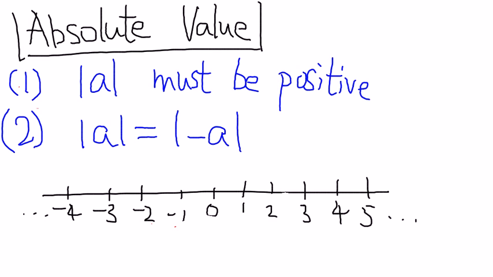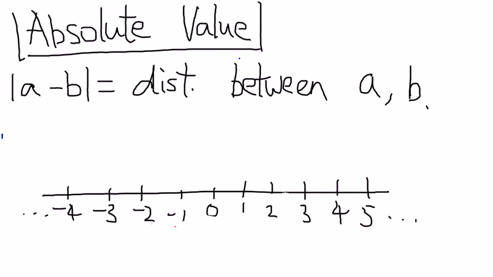The last fact we'll look at is the meaning of the absolute value of a minus b. a and b can be any real numbers here. This is exactly the same as the distance between point a and point b on the real number line. So let's do some examples.